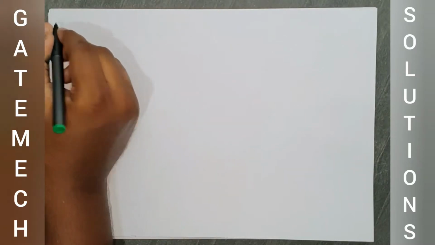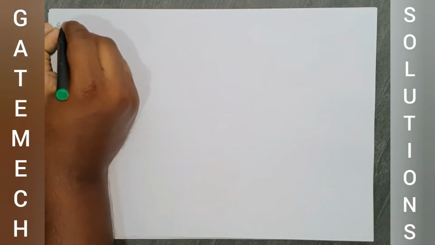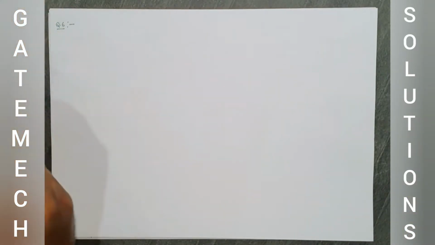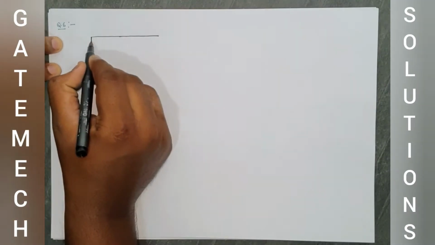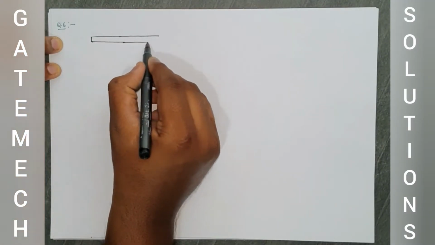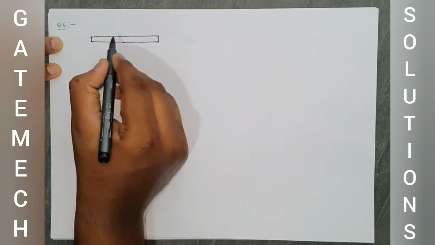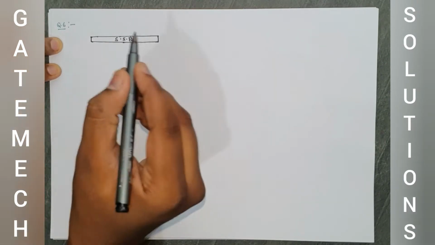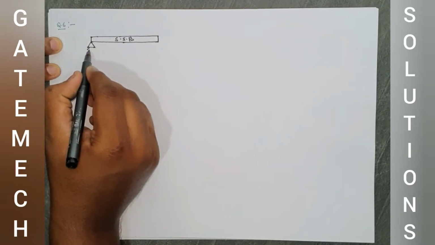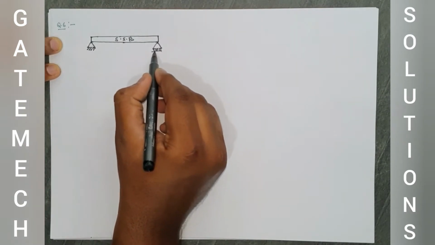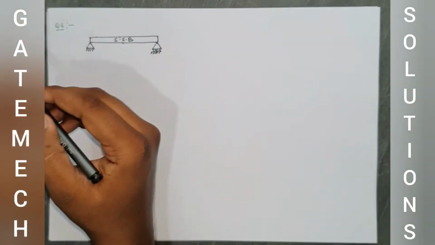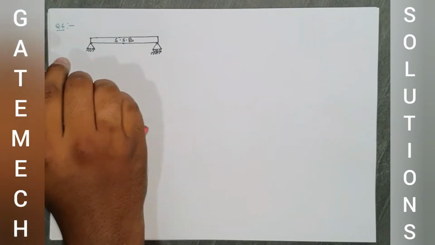Number 6. In question number 6, there was given a simply supported beam which is having a rectangular cross section. Simply supported beam means one end should be hinged, the other end should be with a roller support. At least one of the supports should be a roller support to avoid the failure because of the thermal expansion.